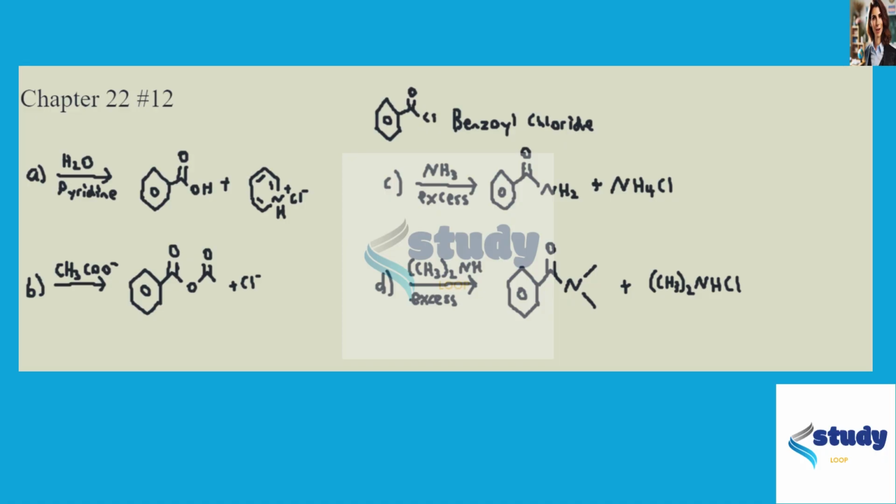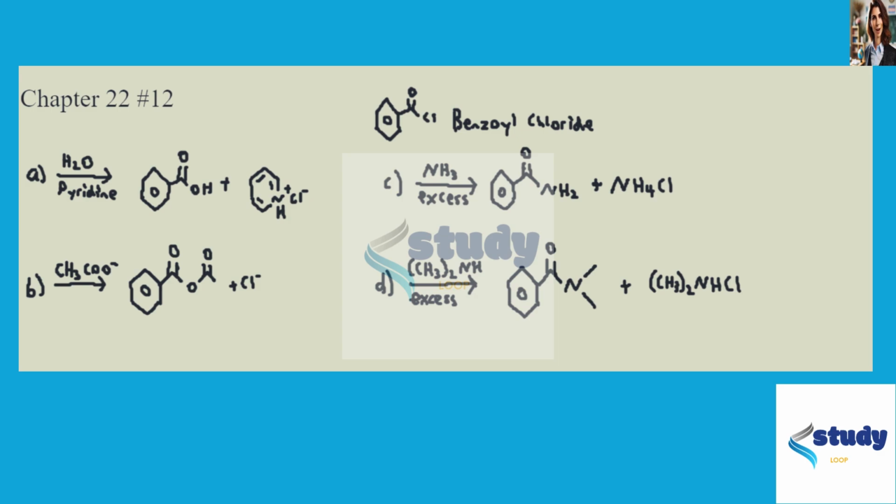And then for B, the mechanism is going to be that this acetate ion is what attacks the carbonyl carbon. And so we end up forming this anhydride and chloride ion.